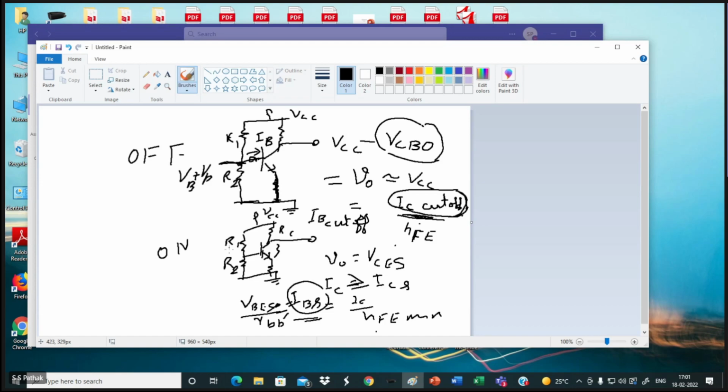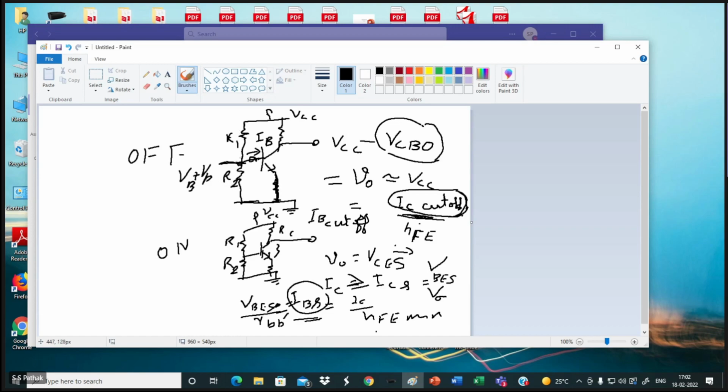So going from on state to off state, the manufacturer data is VCES, and the manufacturer data is VBES. VCES is given; VBES is normally written as V sigma, not V gamma. V gamma is a cut-in voltage. VBS is also written as V gamma, VCS like that. That is manufacturer data. Taking that into consideration, we have designed RC, R1 and R2.